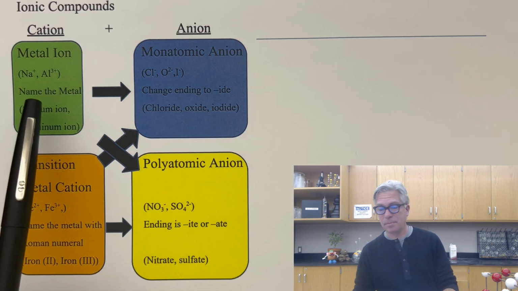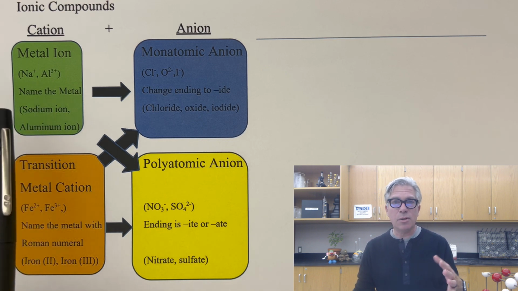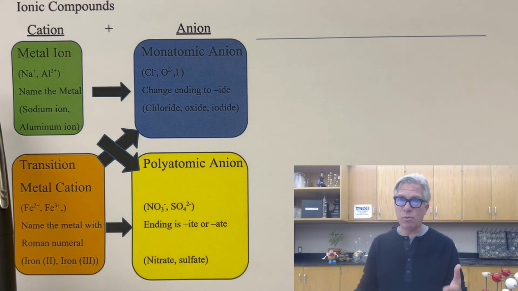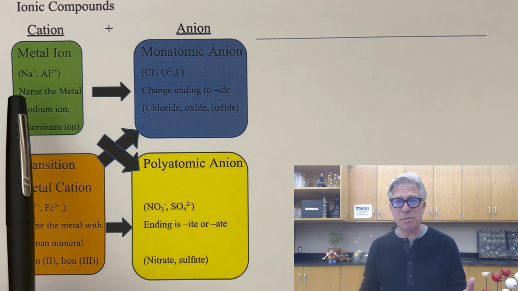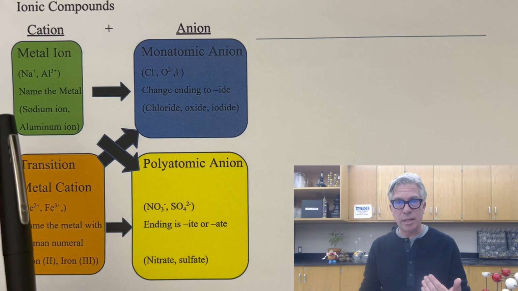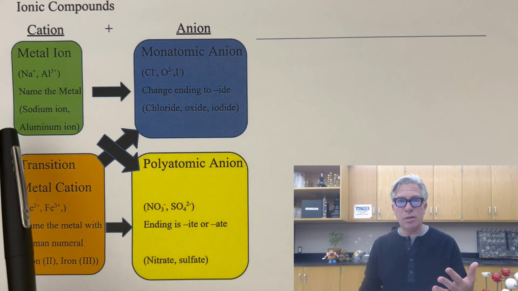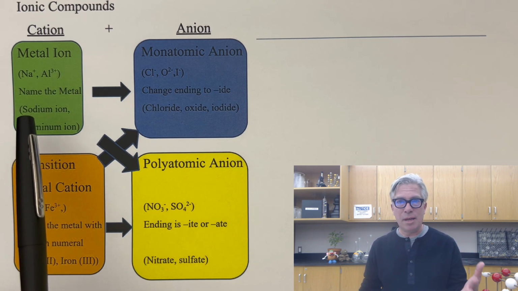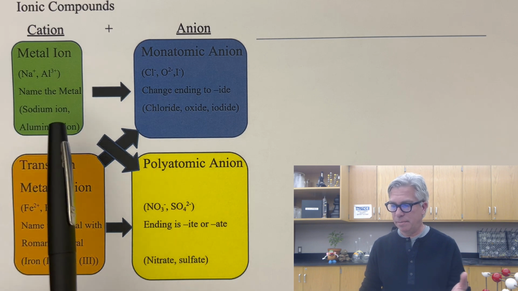So the metal ion is for a typical metal ion that might only have one charge, like sodium. Sodium's always +1, or lithium is +1, and aluminum is +3. Okay, and when you represent that, you would just name that metal, like sodium ion, aluminum ion.